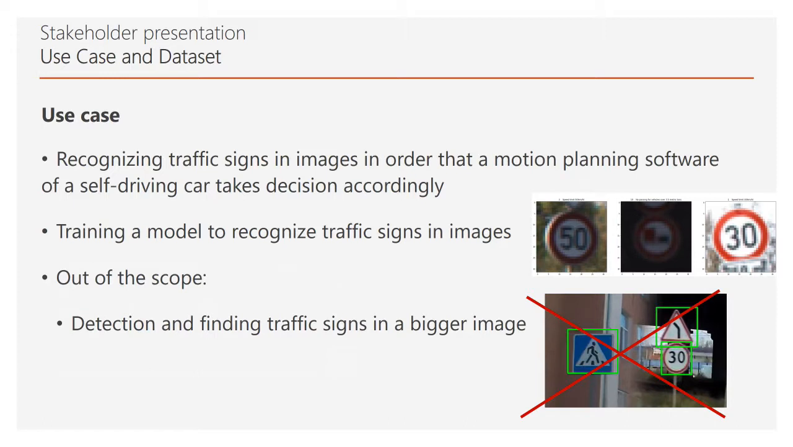The scope of the project is not to detect and find traffic signs in a bigger image. This should be done in a previous step that is not considered in this project. So the project is only about recognizing traffic signs that have already been detected in a bigger image.